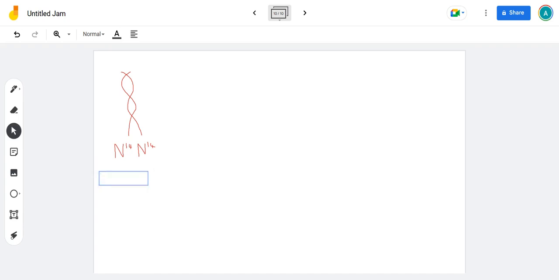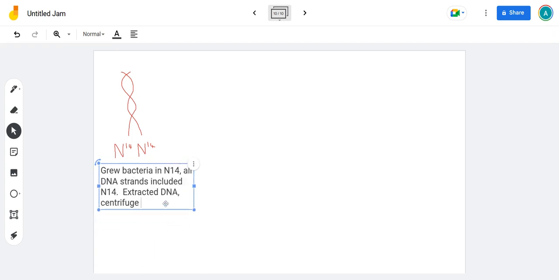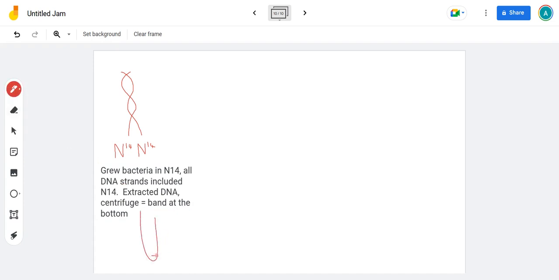I'll put the steps underneath so you can write our method. They grew bacteria in nitrogen 14, so all the DNA strands included nitrogen 14. Therefore, if they extracted the DNA and centrifuged it, nitrogen 14 is the lighter one. So it would form a band near the bottom of the centrifuge tube. Oh, sorry, near the top. It's the lighter one, isn't it? Nitrogen 14. So it formed a band near the top.